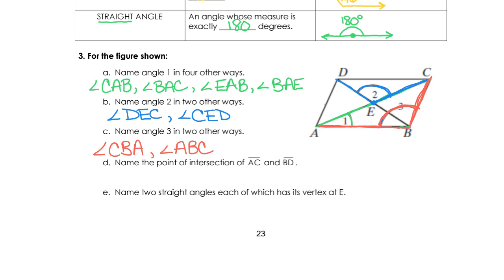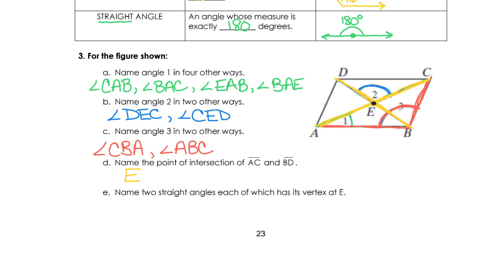Next one up, part D, name the point of intersection of AC and BD. So if I highlight AC and I highlight BD, where they intersect is right here at letter E, and that's the point.